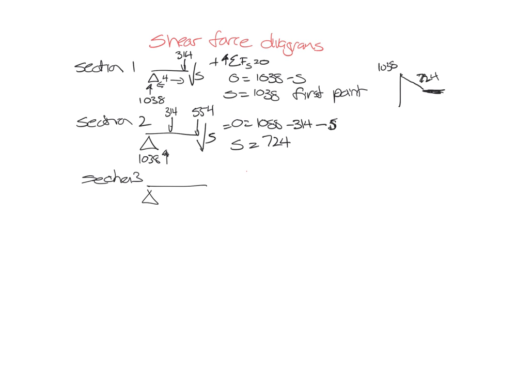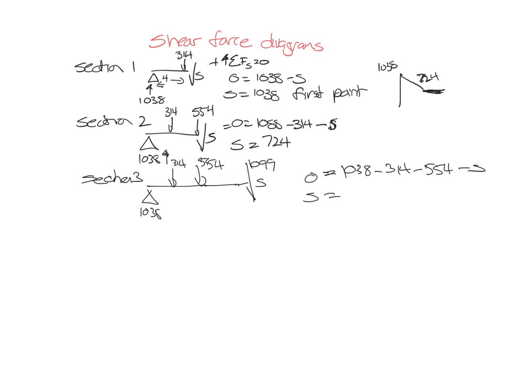So my next load, which is section 3, again, here's my diagram, 1038. I've got my first point down here at 314, second point at 554, and then the next point that we've actually got, which is the shear, is 1099. So 0 equals positive 1038 minus 314 minus 554 minus the shear. So shear will equal, in this case, 170.